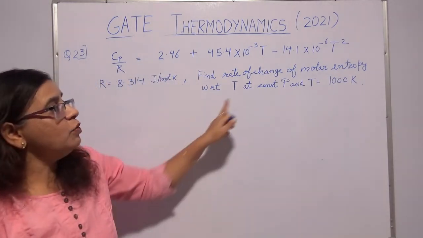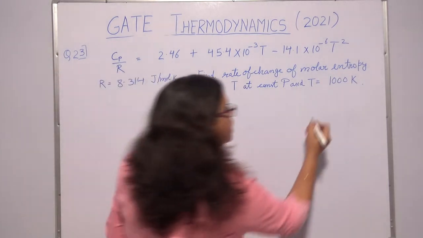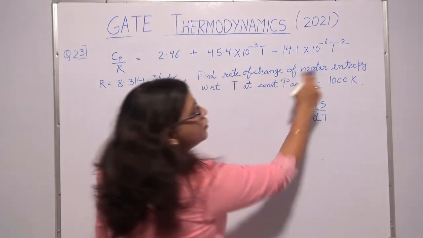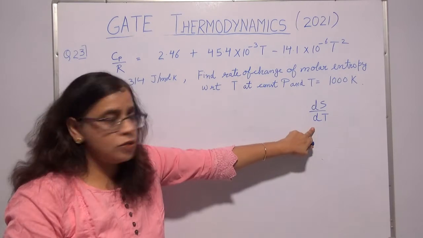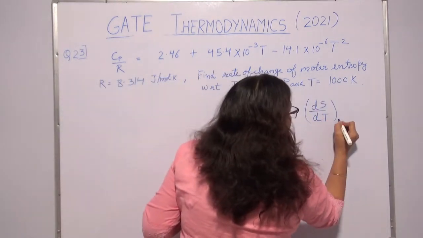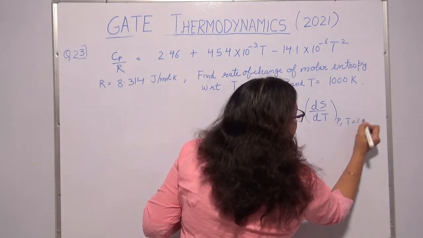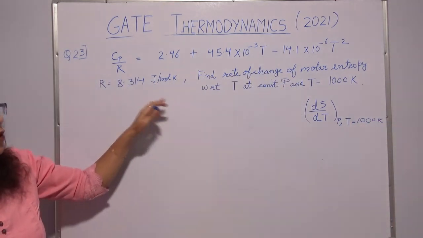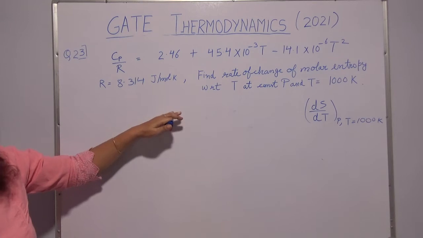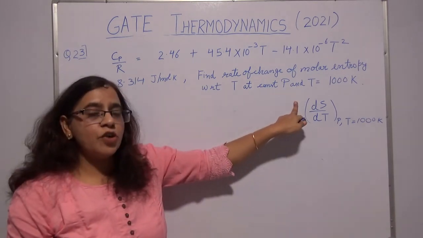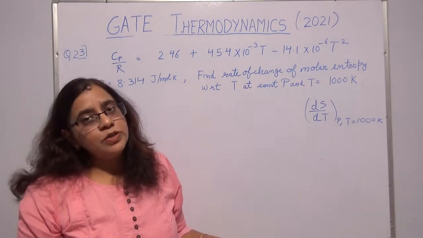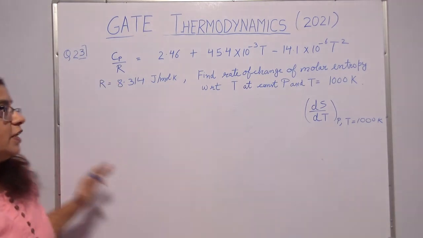So let's first write down what this means. What you have to evaluate is ds by dT, the rate of change of molar entropy with respect to temperature at constant pressure, and T equal to 1000 Kelvin. Okay. If you remember the equation for calculating the change in entropy for an ideal gas, then you can directly use that equation. I am going to derive that equation for you.